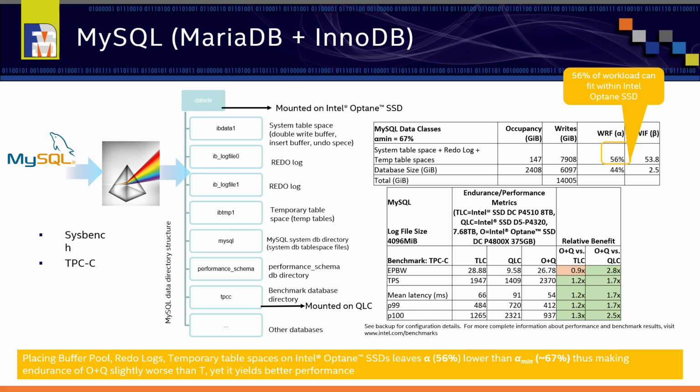But in this case, 56% of writes is not enough to beat TLC endurance. So the endurance of the whole solution is slightly below the endurance of a pure TLC drive, but performance is still better, both in terms of transactions per second and in terms of latency, both average and tail.